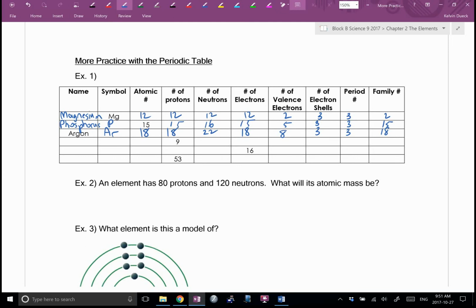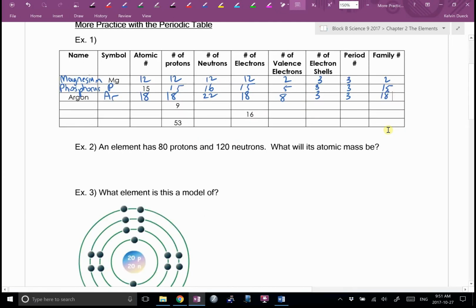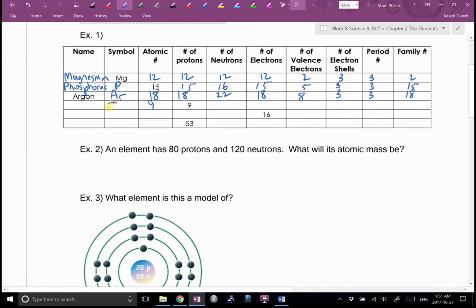Number of protons, 9. That means the atomic number is 9. Atomic number 9, fluorine. Ooh, capital F. Fluorine. Number of electrons when it's neutral, 9. How many neutrons? 10?